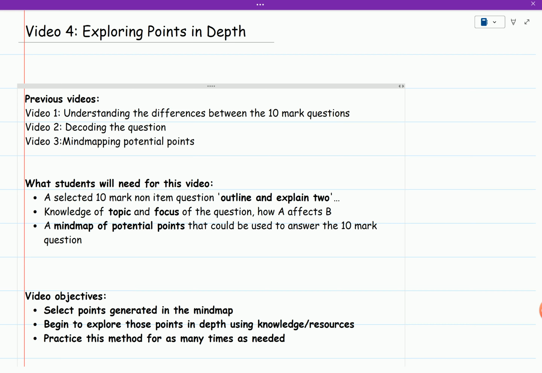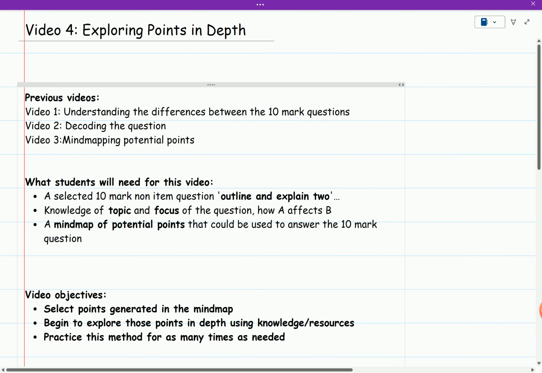You can use the one in this video. It doesn't have to be the same one. You can use any one that you want, as long as it's specifically a 10-mark non-item question that follows the outline and explain principle. You also need knowledge of the topic and focus of the question. So how A affects B or how one thing affects another.